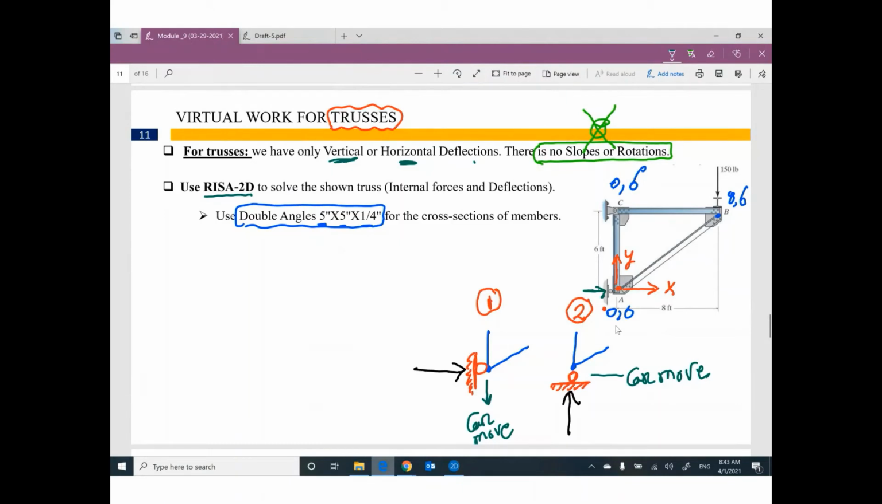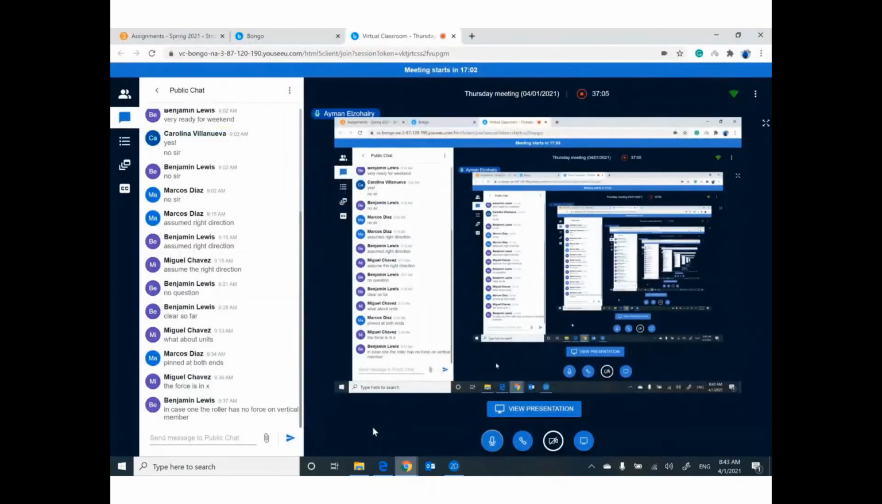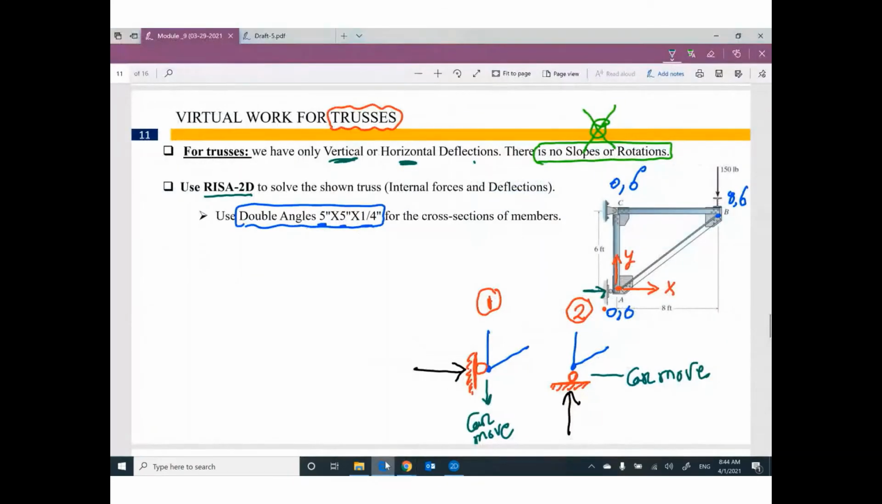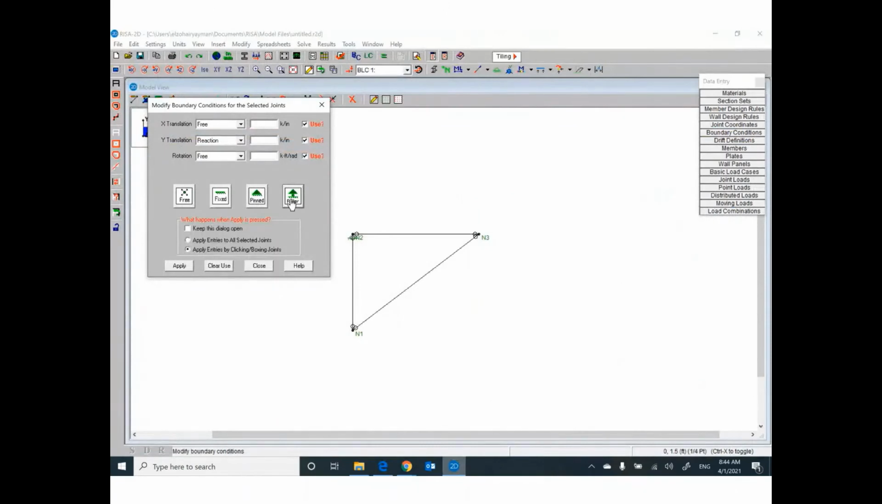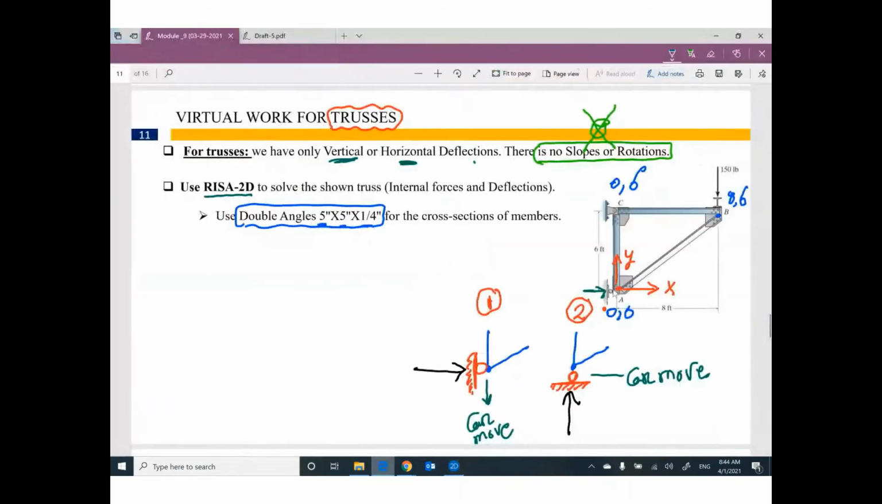How can I solve this issue? Guys, are you paying attention to me? We have an issue here: the default roller in RISA will give you a vertical reaction all the time, Y reaction, and free horizontal movement. But this is not the case in our truss. Our truss needs a horizontal reaction and free vertical movement. How can I solve this issue?